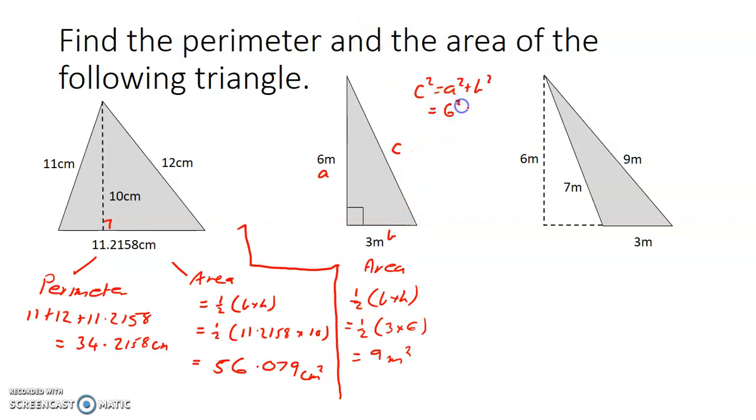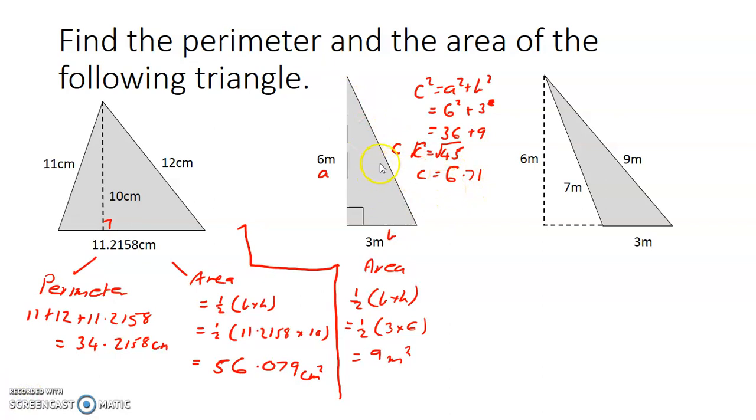So we've got 6 squared plus 3 squared, which gives us 36 plus 9, which gives us 45. So I need the square root of 45. Let's get rid of that and that. I'm going to check that on the calculator. And I've found out that side length c is 6.71.